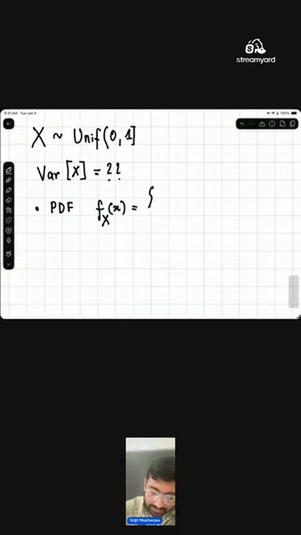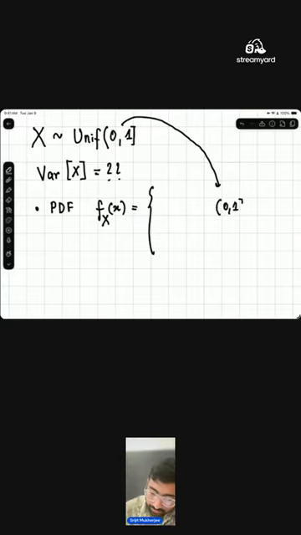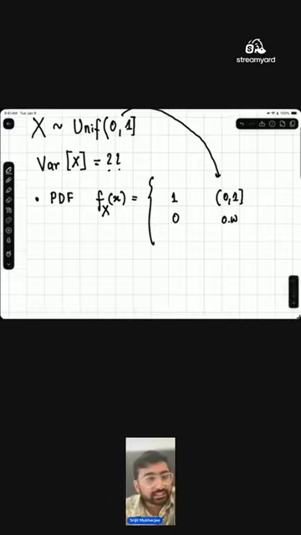So understand that it's uniform. So between 0 and 1, it's taking the value 1, and 0 otherwise. That means in the rest of the region, it takes the value 0. So this is the density function.